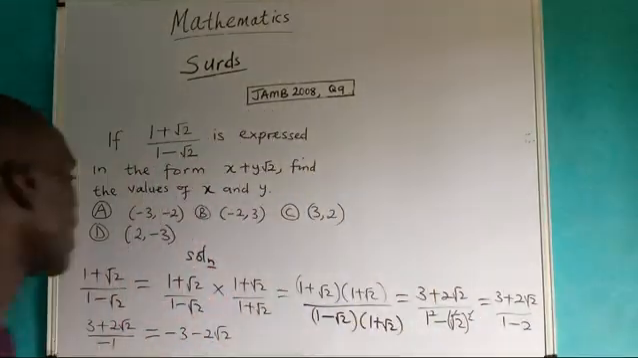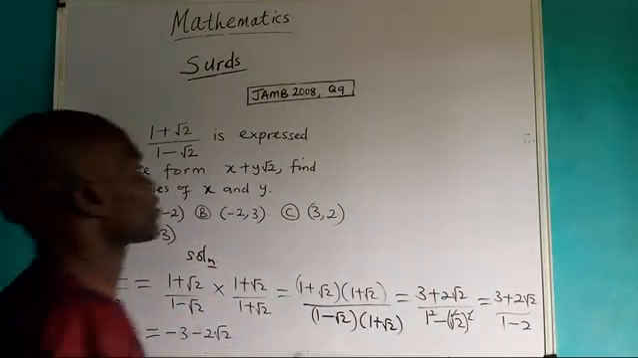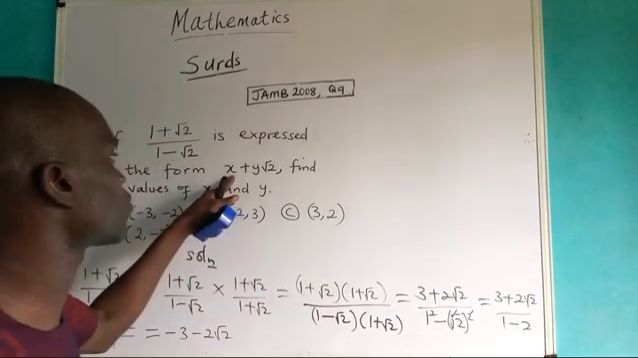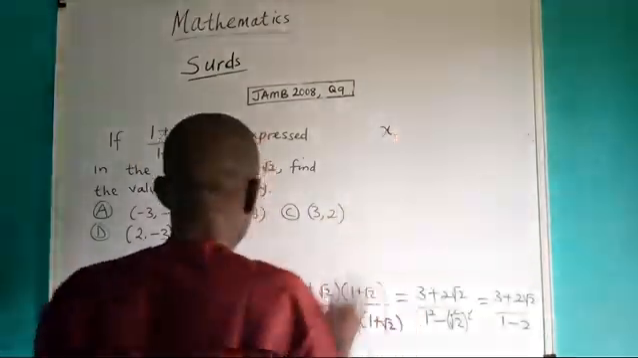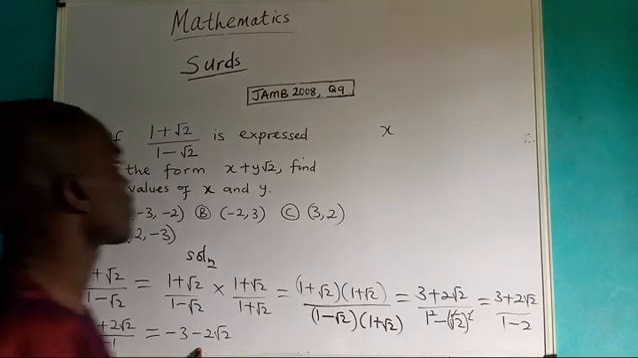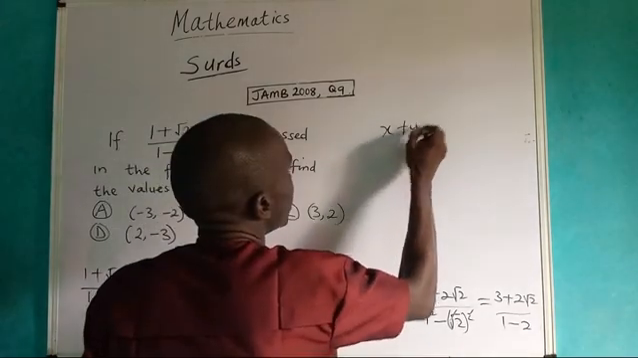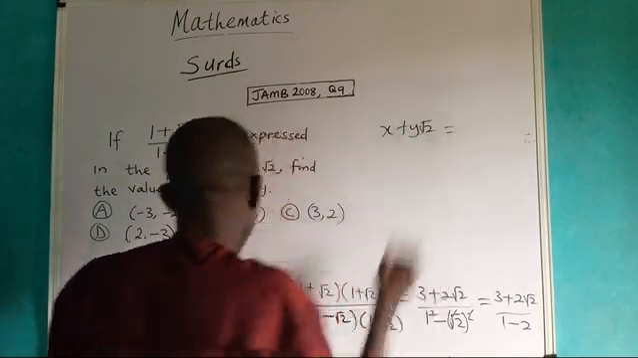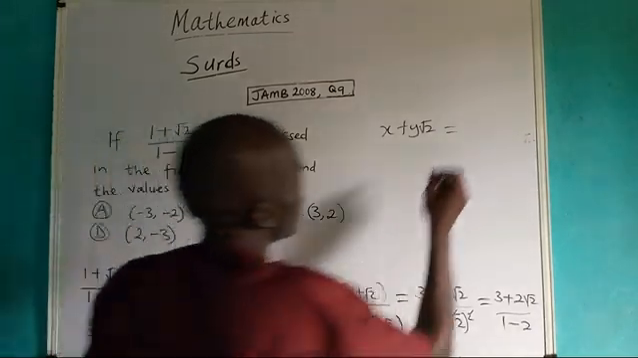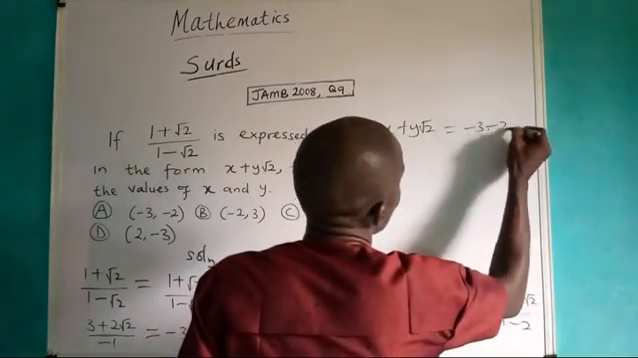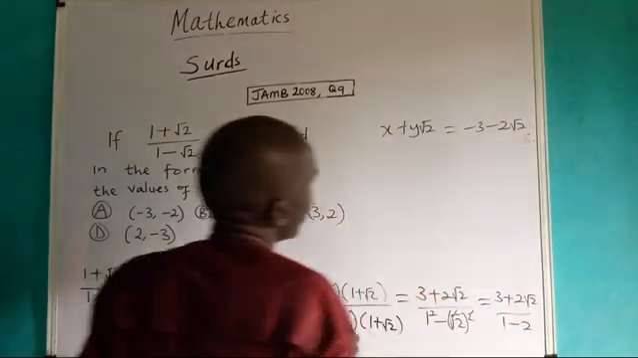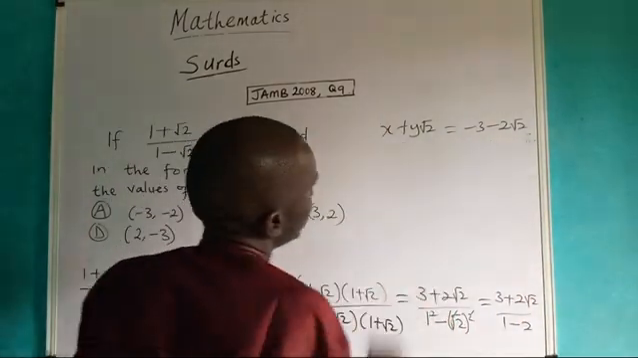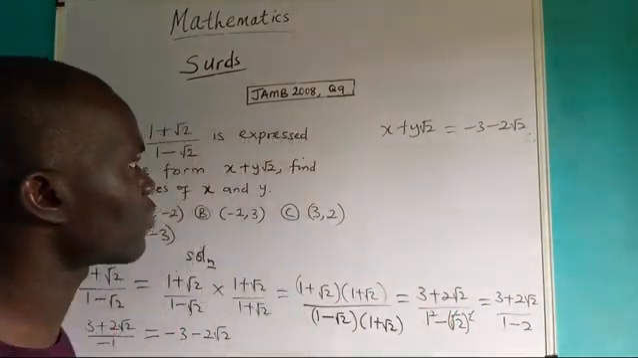Now, to do that, I need to bring my result to this very side. This is the form we say we should leave it. It means that this is the form we already have. Okay, I have x plus y root 2, now equal to this very one, that is minus 3 minus 2 root 2. This is what I have. For this very one, I need to compare both sides of the equation.